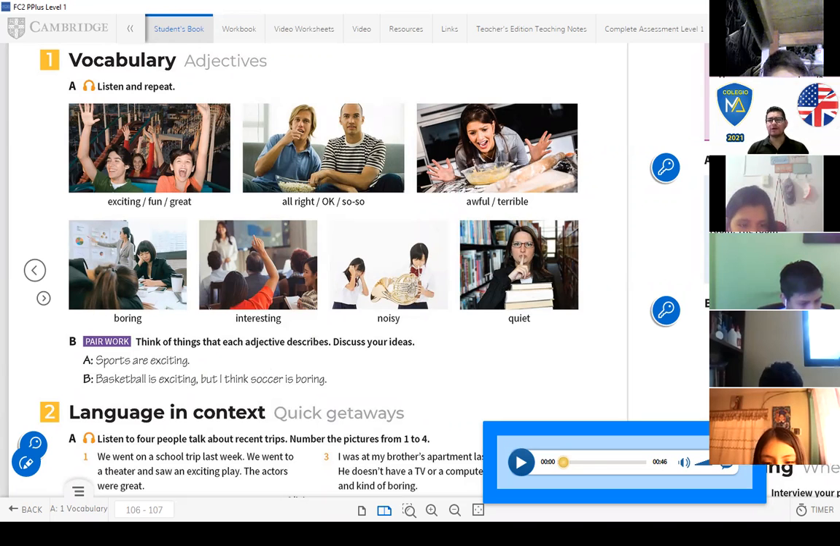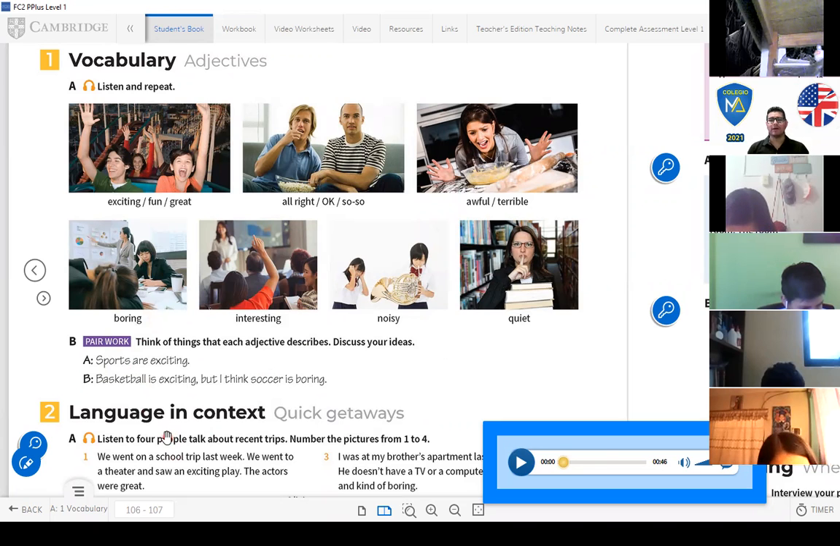It says, think of three things, no? Or think of things that each adjective describes. Okay, discuss your ideas, no? For example, you can say here, sports are exciting. Yeah, that's right. No, los deportes son exciting, no? Basketball is exciting, but I think soccer is boring. Okay, yeah, you can have your opinions about some sports too, no?